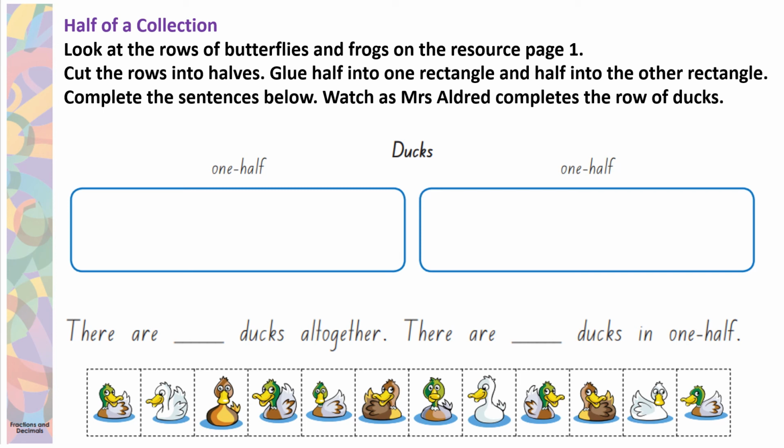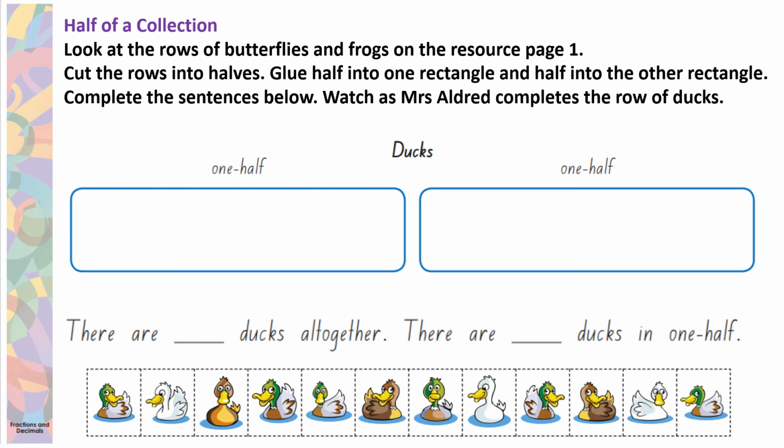So I'm going to do the first one for you. Here's a row of ducks. So the first thing I need to do is count up how many ducks there are altogether. So I've got 1, 2, 3, 4, 5, 6, 7, 8, 9, 10, 11, 12. 12 ducks.